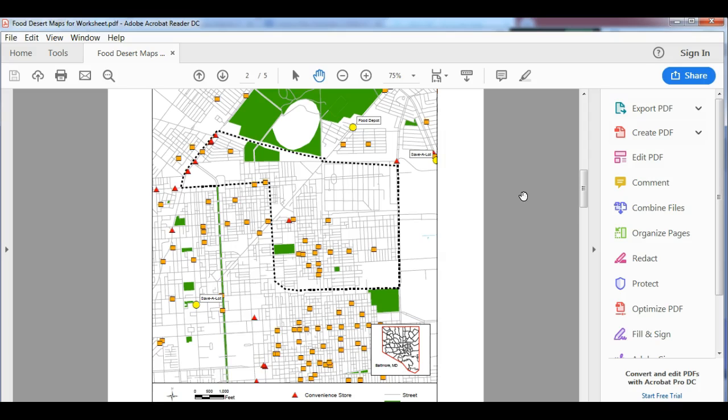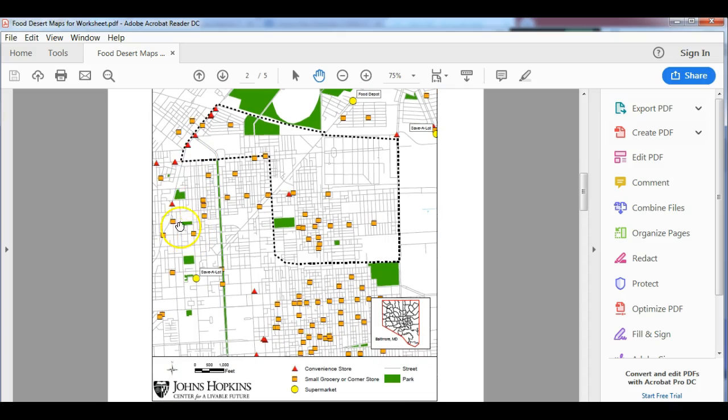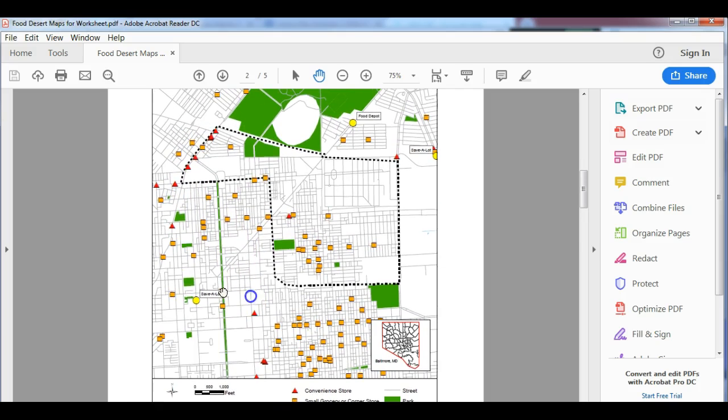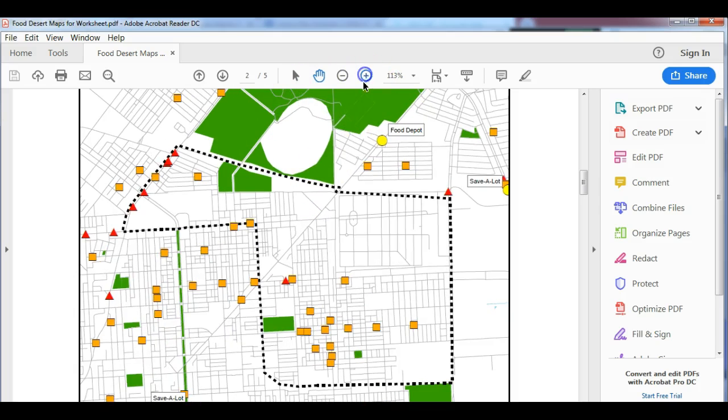Okay, so what I want you to do, take a look at this. The orange squares, okay, those are small grocery stores or corner stores, okay, smaller stores. The red ones, those are convenience stores, so things like gas stations, 7-Eleven, okay, and then we have the yellow circles, which are supermarkets, okay, so those are things like your Piggly Wiggly, your Pick and Save, your Walmart.